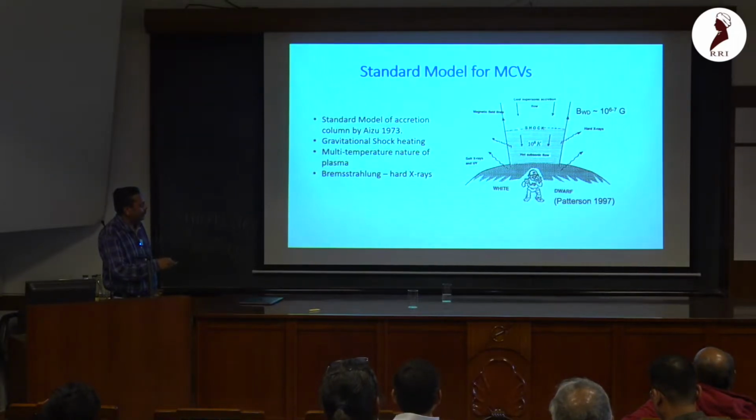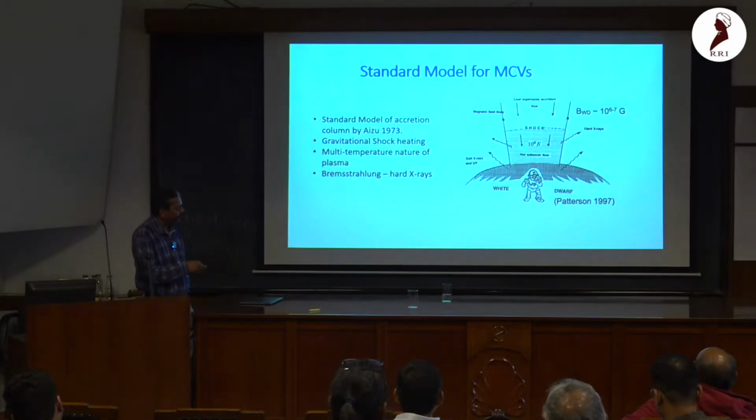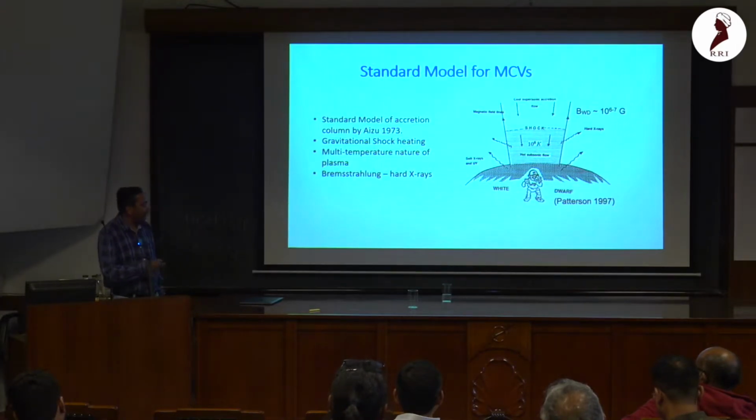Here, as I told you, there is a strong gradient of temperature from high to low. If you divide this region into different zones, it will be emitting at different temperatures. So ideally, if you want to model the spectra from this region, you actually have to have a multi-temperature model. And the dominant cooling mechanism over here is Bremsstrahlung.